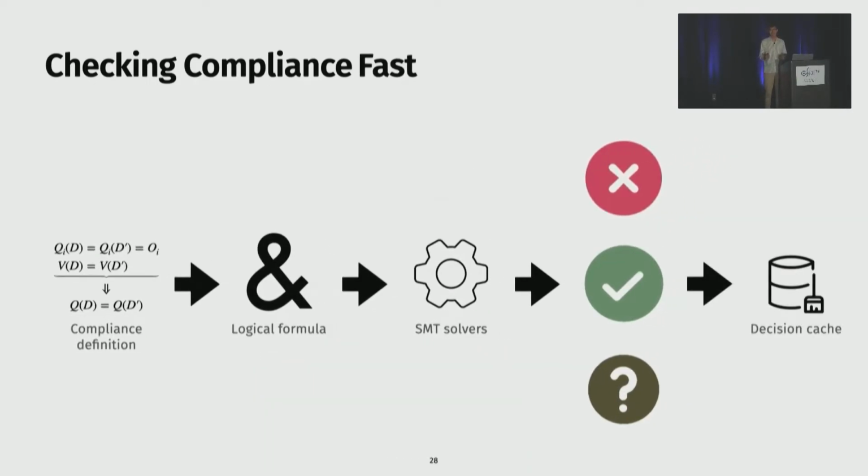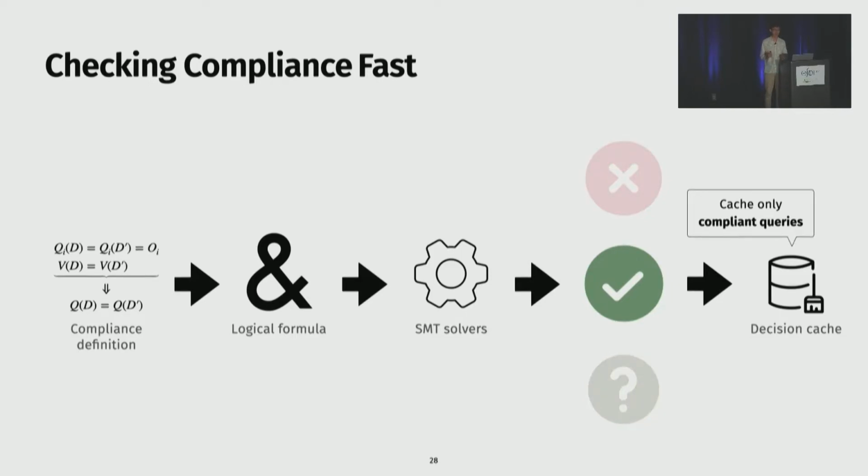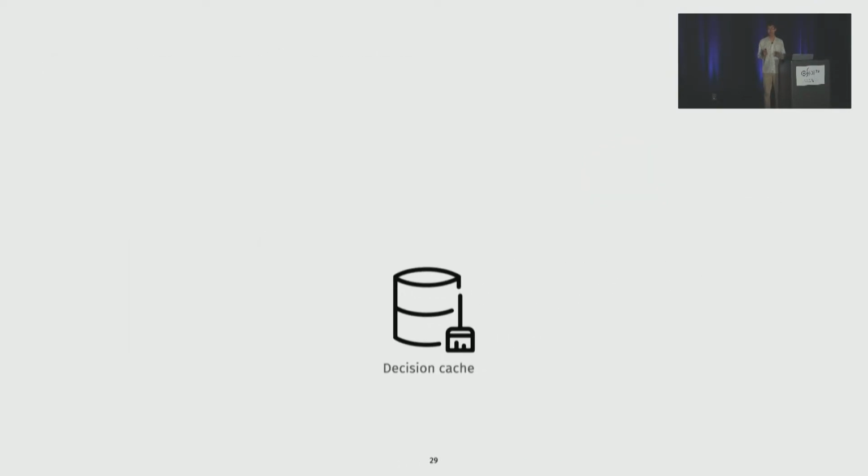So to make compliance checking faster, Blockaid uses the decision cache, which, as I mentioned earlier, records queries that have been checked previously so that they don't have to be checked again in the future. Blockaid caches only compliant queries because they are the most performance sensitive. We expect non-compliant queries to be rare in production, as they typically indicate bugs and should be eliminated during testing. So how does caching work in Blockaid?